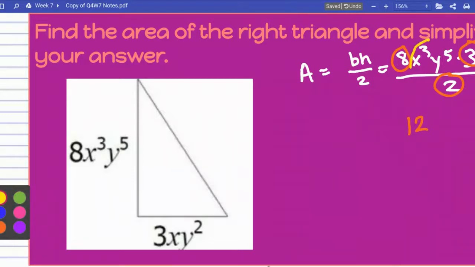And then we have x to the third times x to the first. So we take our exponents, add them together, so we get x to the fourth power. And then we do the same thing with our y's, y to the fifth, y to the second, y to the seventh power. And that's the area of our triangle in the simplest form.